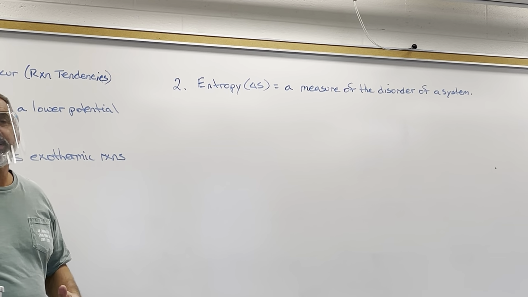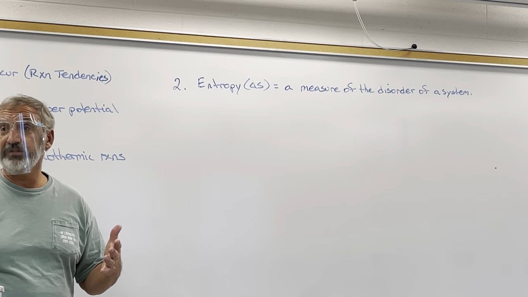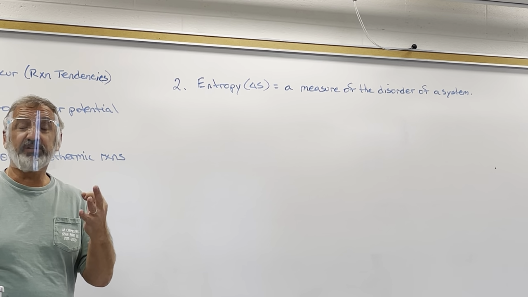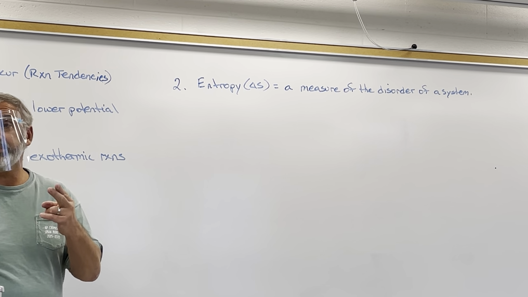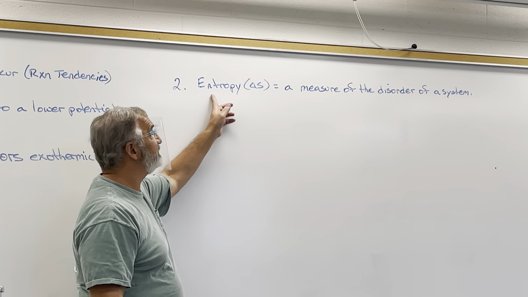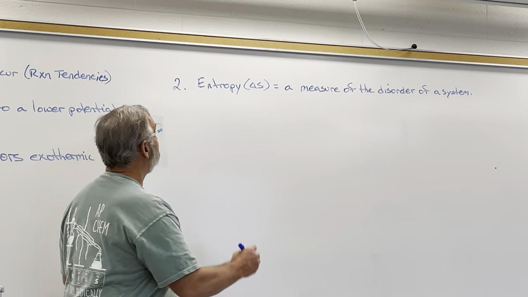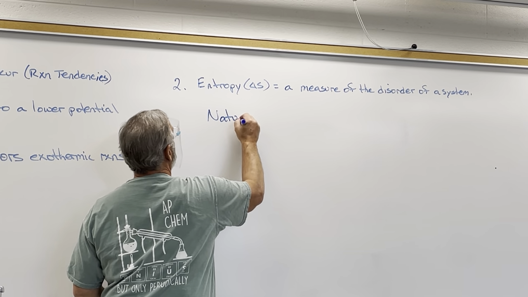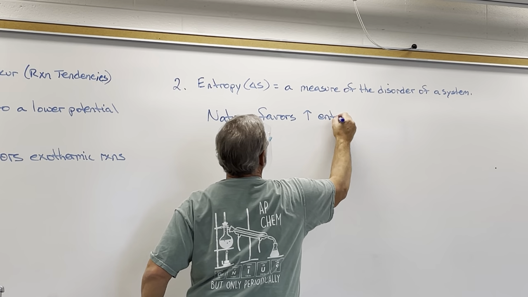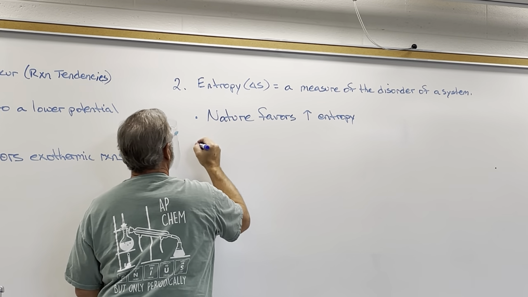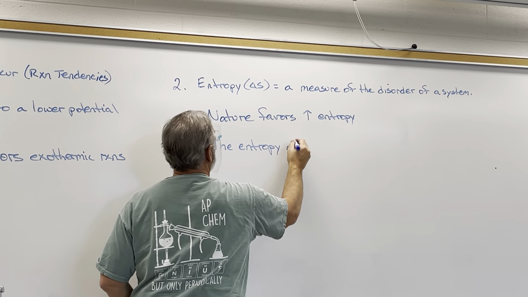Now, the second law of thermodynamics. The first law of thermodynamics is the whole idea of conservation of energy. Q lost equals negative Q gained. The third law of thermodynamics is the whole idea that there's an absolute zero. Okay? The second law of thermodynamics tells us that when things are left to themselves, entropy is going to increase. Nature favors higher entropy. The one thing we know for sure is the entropy of the universe is constantly increasing.